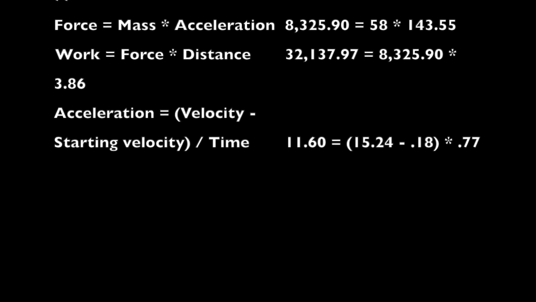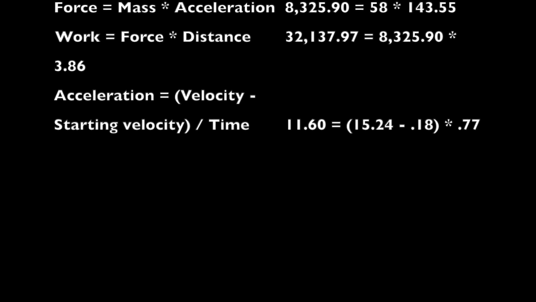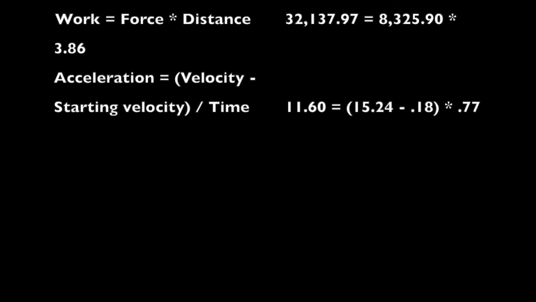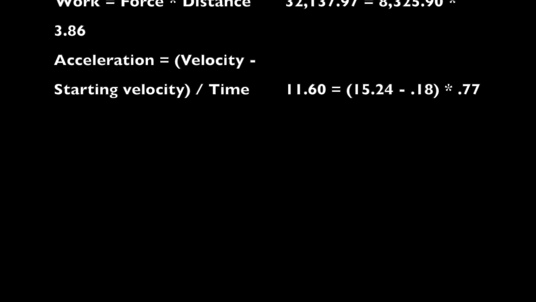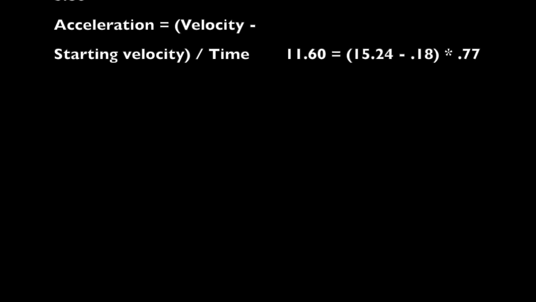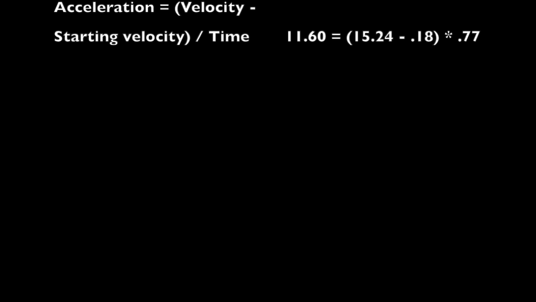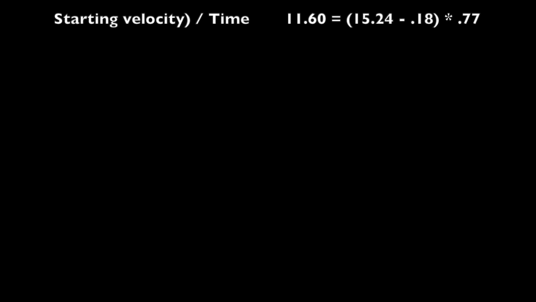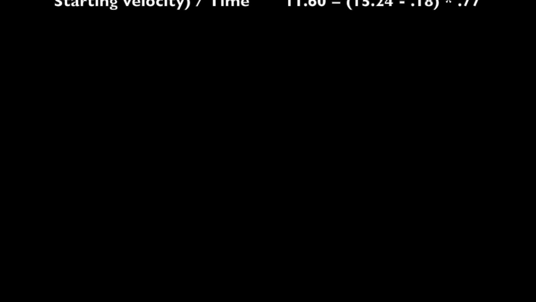When determining acceleration, you take velocity minus the starting velocity and then multiply that by times per second, which is 15.24 minus 0.18, then multiplied by 0.77, which equals 11.60. Ideal movement of an in-swing corner kick.